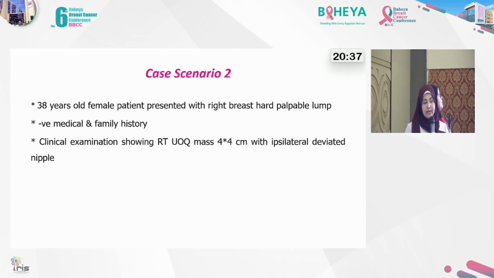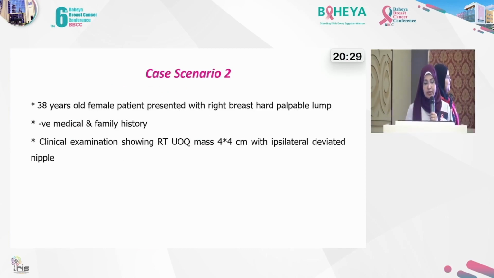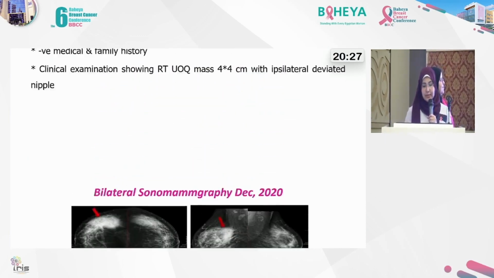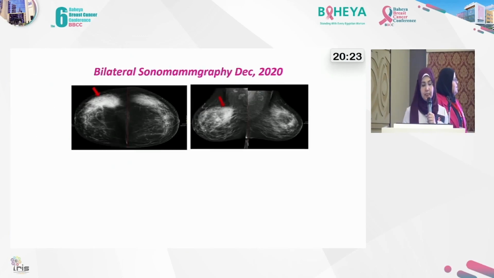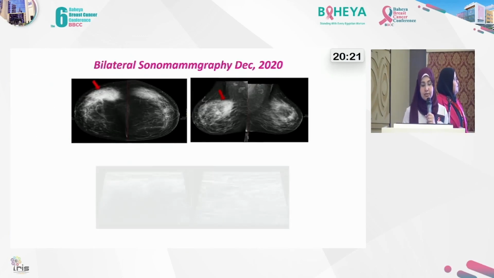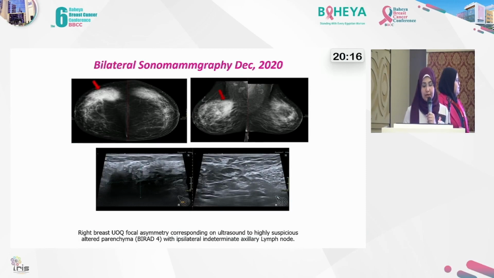Case 2, 38 years old female patient presented with right breast hard palpable lump. Negative medical and family history. Clinical examination showed a right upper outer quadrant mass, 4 by 4 centimeter with ipsilateral deviated nipple. So bilateral sonomammogram was done showing right breast upper outer quadrant focal asymmetry corresponding on ultrasound to highly suspicious altered parenchyma given BI-RADS 4 with ipsilateral single indeterminate axillary lymph node.